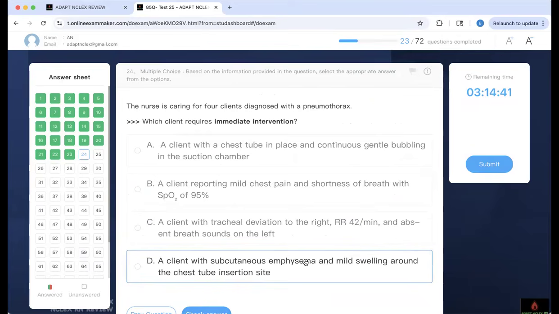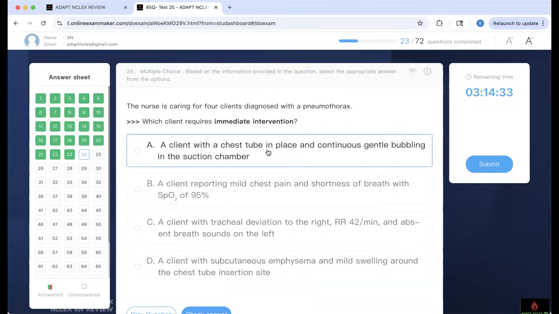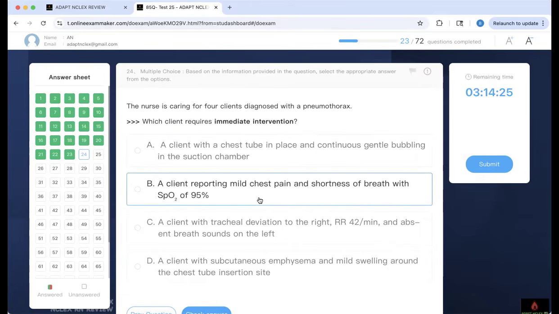And then she's caring for a client diagnosed with pneumothorax. There are different kinds of pneumothorax. Some of them may be okay, some of them are not. Which clients require immediate intervention? That means something bad is happening. Client, he has a chest tube in place. But what do you see? Gentle bubbling in the suction chamber. Is that an expected finding? Client reporting mild chest pain.